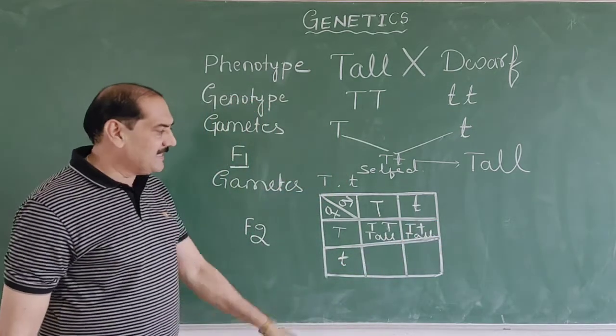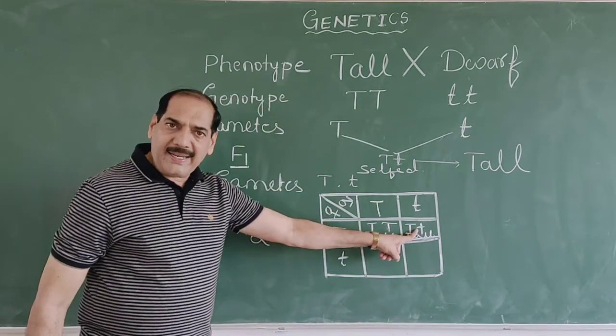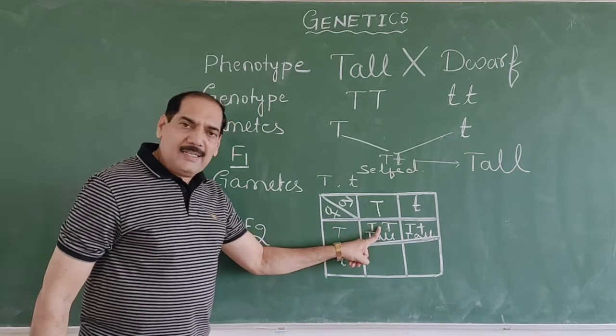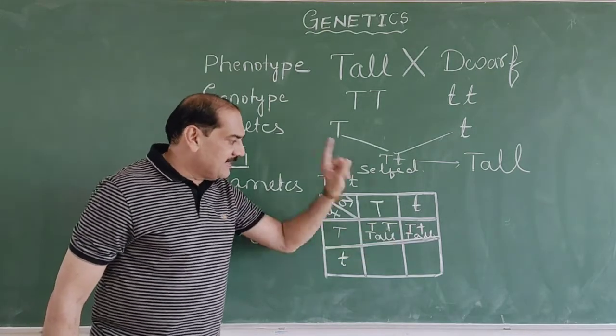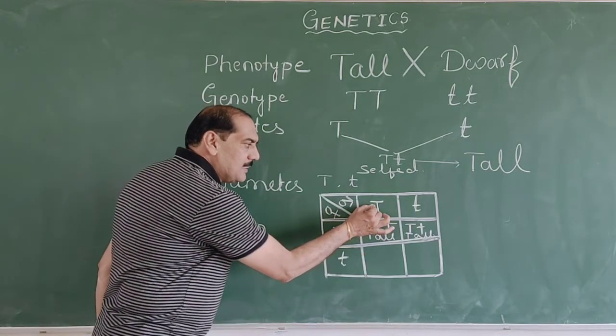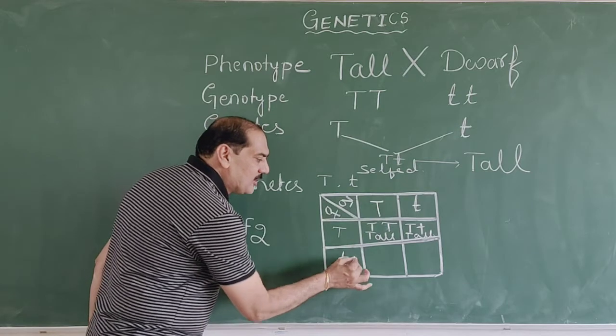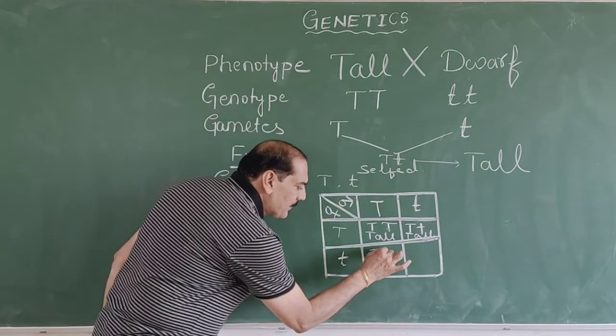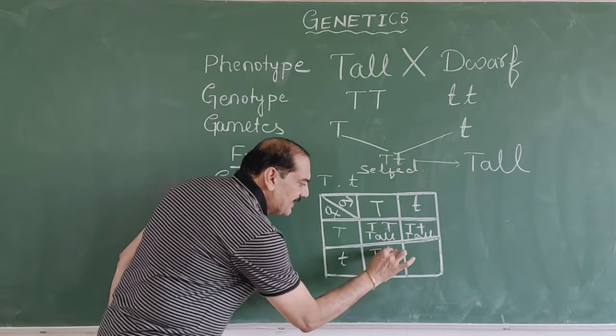Hybrid. This tall is called hybrid. This is pure breeding because it is a homozygous condition. This is a heterozygous condition. Suppose this male gamete fused with this female gamete, capital T, that is small t.